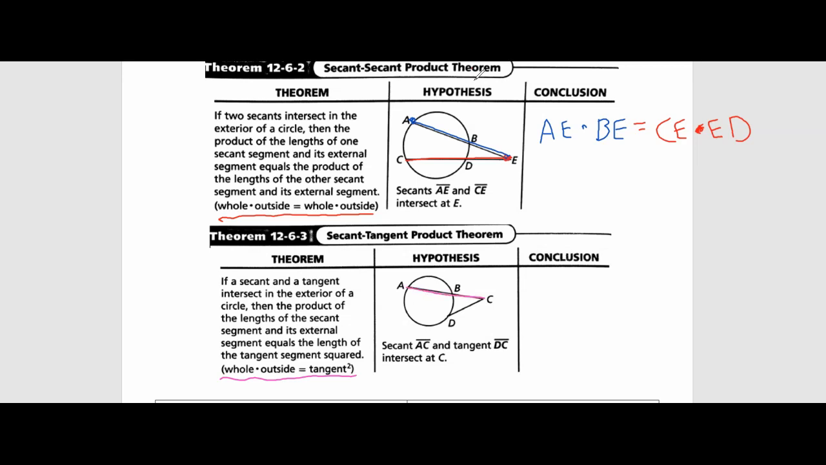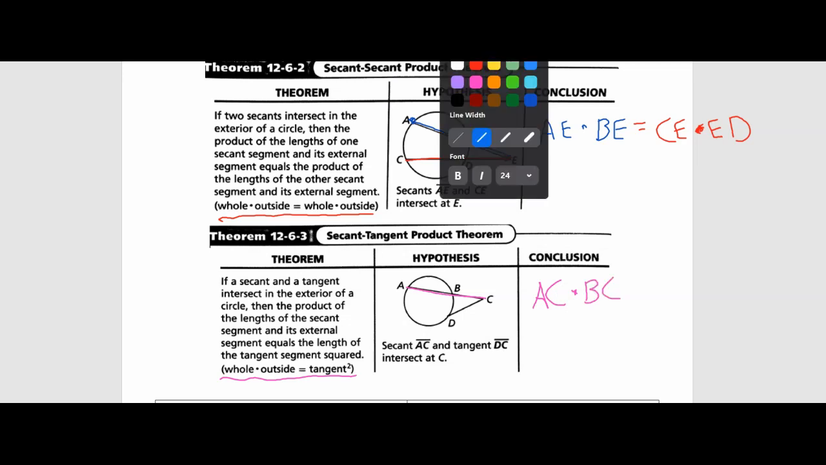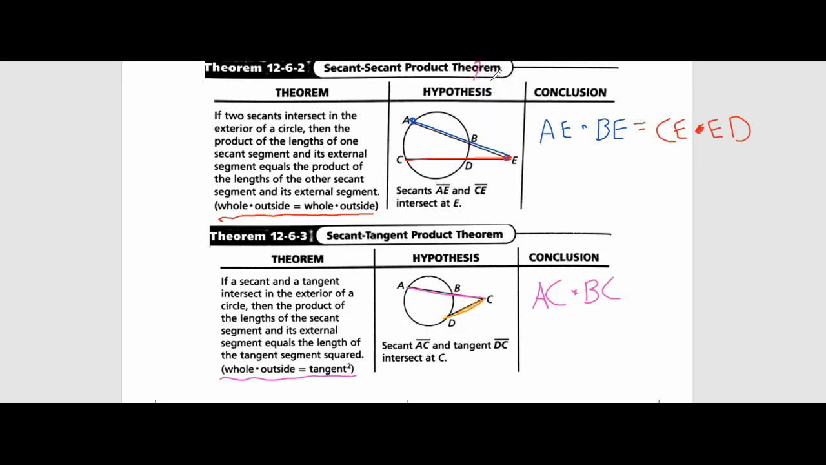So if I have this secant AC, just like it was for the top, I've got AC times the outside, which is BC. For my tangent, I don't have two parts, right? I just have the outside part. So that becomes CD squared. So very similar. The tangent one just has one segment though, so there's no outside times the whole. The outside and the whole are the same, which means we're going to be squaring.